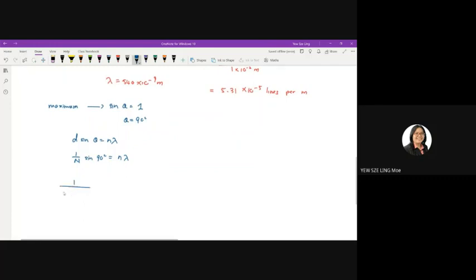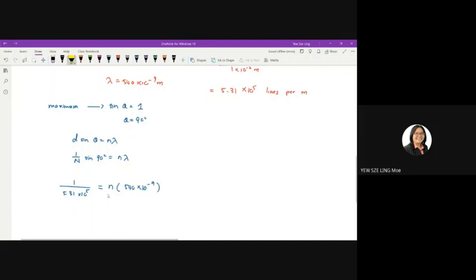1 over 5.31 times 10 to the power of negative 5. Sorry, not negative 5. It should be 5. My bad. So times 10 to the power of 5. And then sine 90 degrees is equal to 1, so you don't have to write it anymore. And then n times the wavelength from the previous step, 540 times 10 to the power of negative 9.